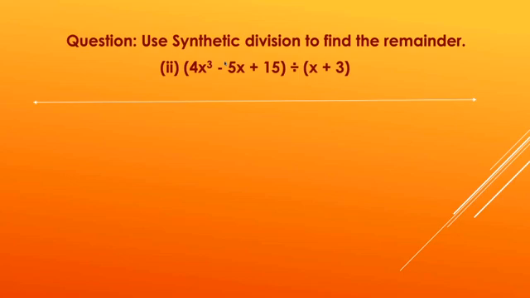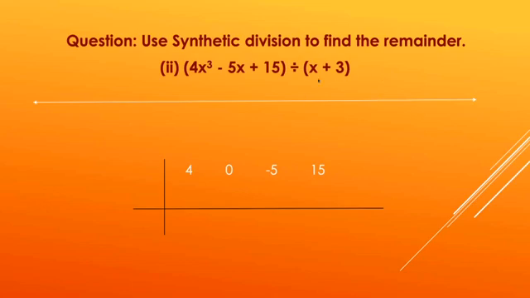We have not studied the concept of synthetic division before, so it's a new concept and I'll tell you how we can solve and find out the quotient and remainder without actual division. First of all, we have to draw these two lines, and coefficient of x cube is 4, x square is missing, so coefficient of x square is 0. Coefficient of x is minus 5 and the constant term is 15.